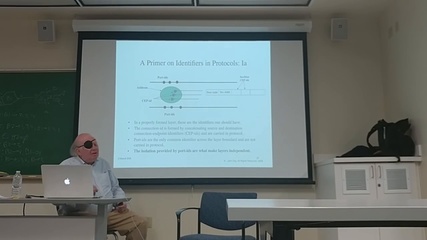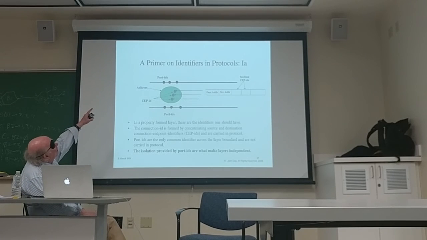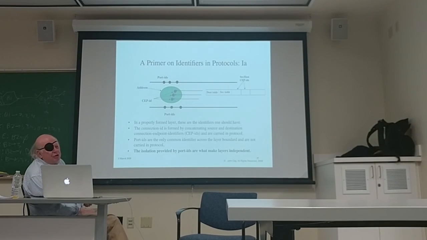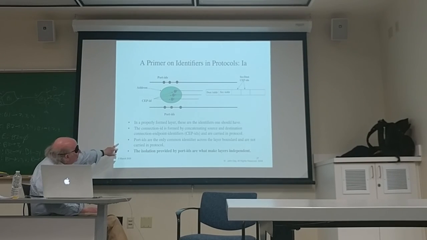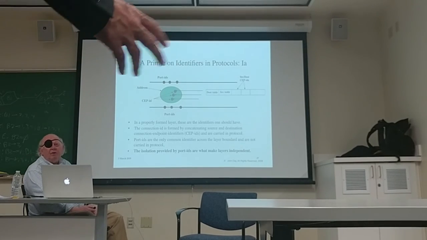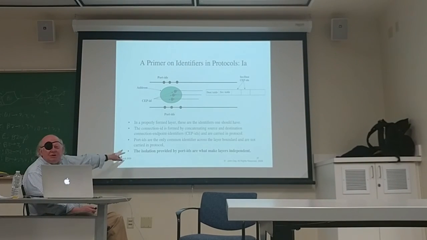Now, this is a primer on identifiers and protocols. In a properly formed layer, these are the identifiers one should have. Port IDs, and a connection ID formed by concatenating source and destination connection endpoint identifiers, carried in protocol. Port IDs are the only common identifier shared across the layer boundary. Okay, this is the isolation.